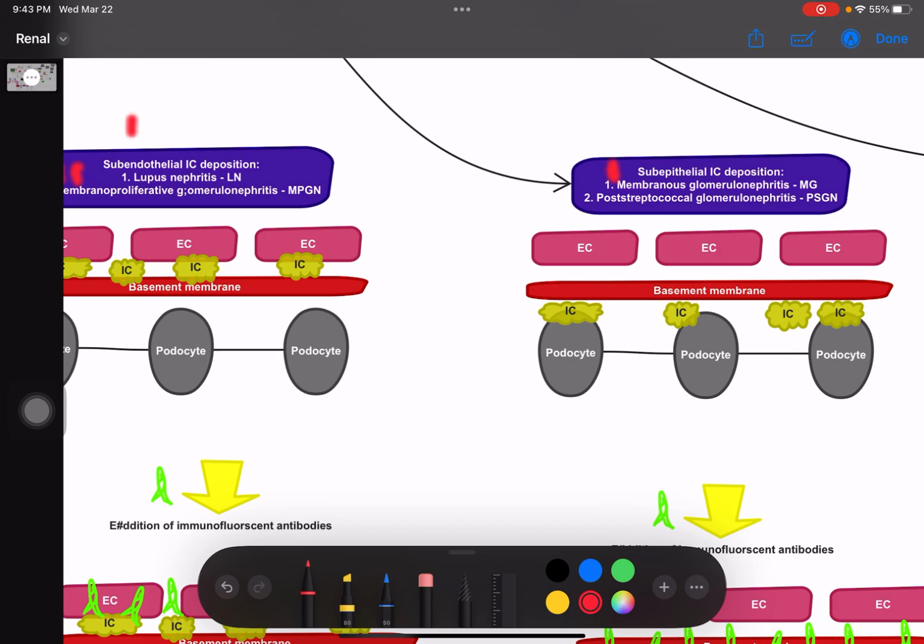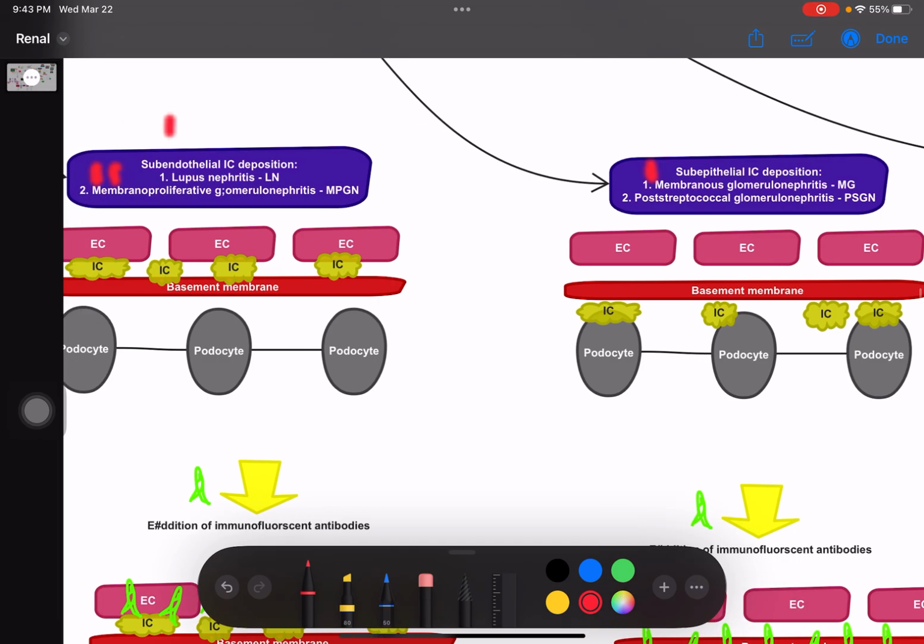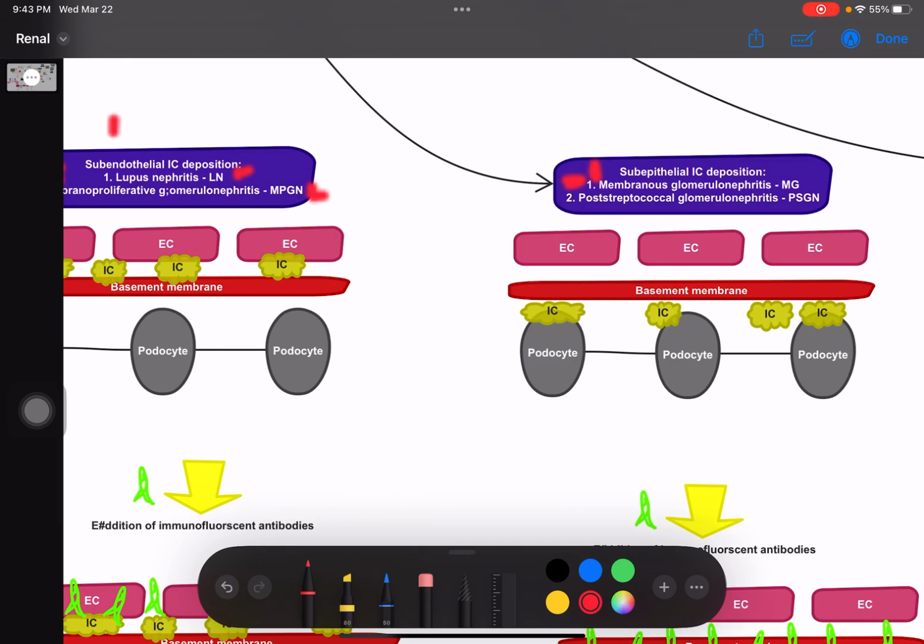So those two membranous diseases are specifically kidney diseases. But we also have diseases that do not primarily affect kidneys. They secondarily affect kidneys, right? First is systemic lupus erythematosus, which can cause lupus nephritis. And the second one is post-streptococcal glomerulonephritis.